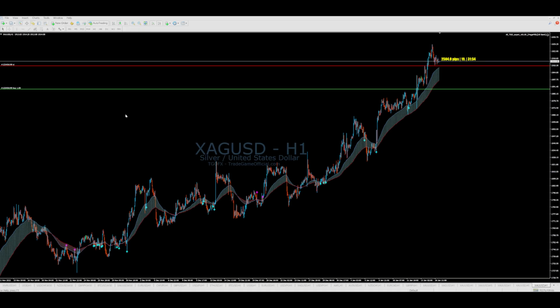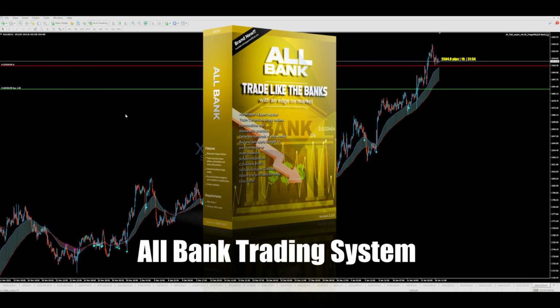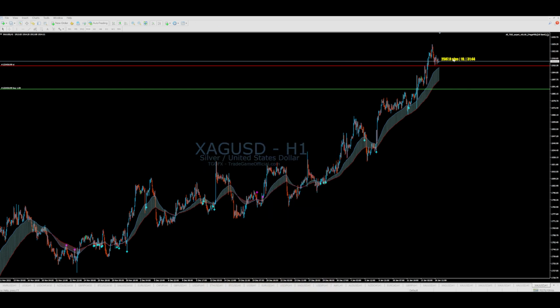Okay, so I'm going to go over the settings, and for this portion, I'm going to be using All Bank, which is all the bank series in one. Now, this is the pip counter. This is a separate indicator, but this is on the chart just for you to see what the robot is doing in the trade it's in. So this is for demonstration purposes. Everything else is included when you buy the bank series robot.